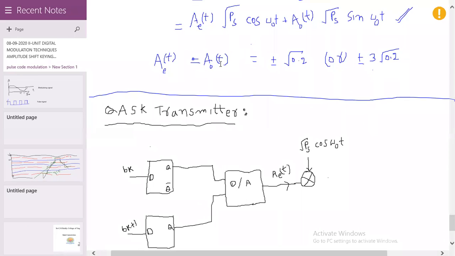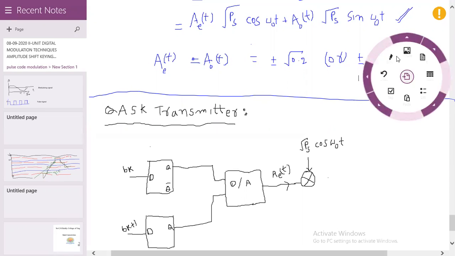So AE of t, A0 of t, derive them like that and then you will get the values for everyone. AE of t, A0 of t. This is the procedure to find this. Again here you can check AE of t and A0 of t.